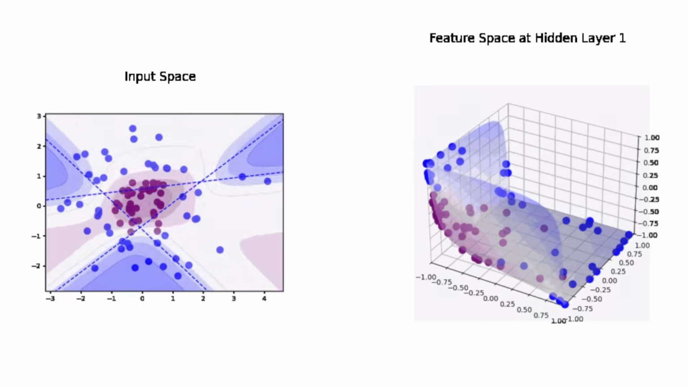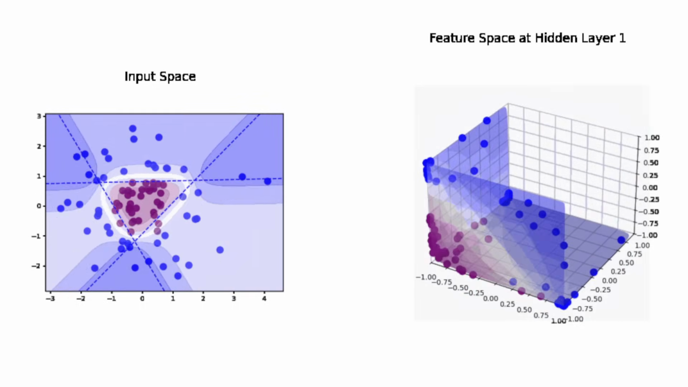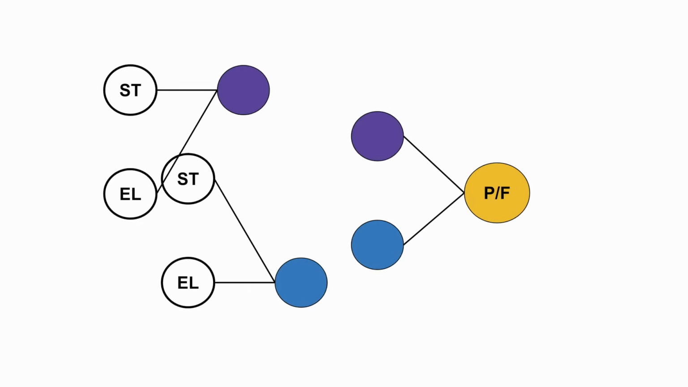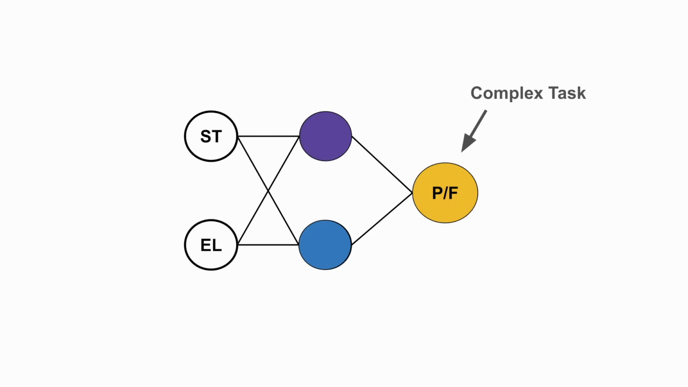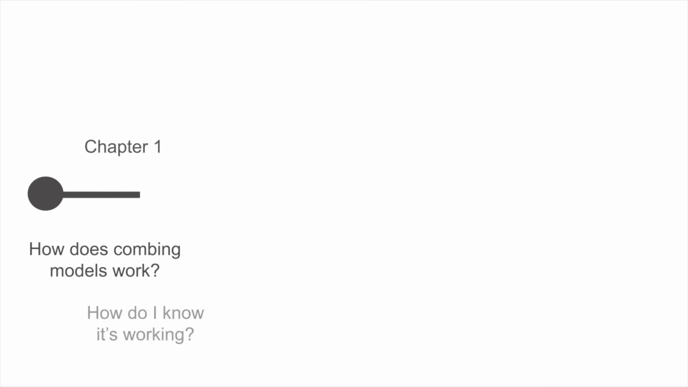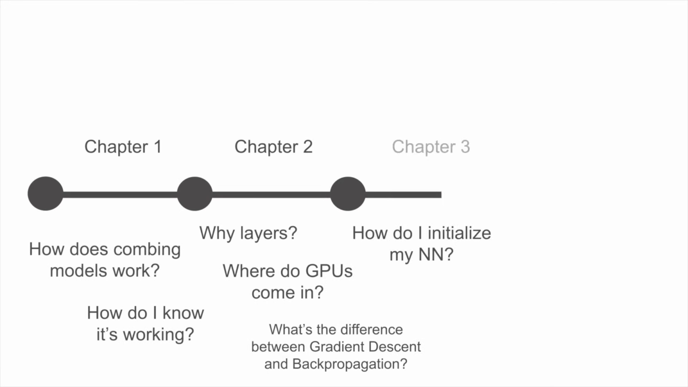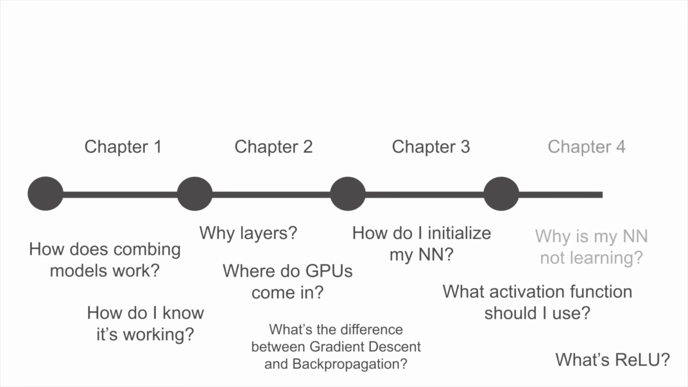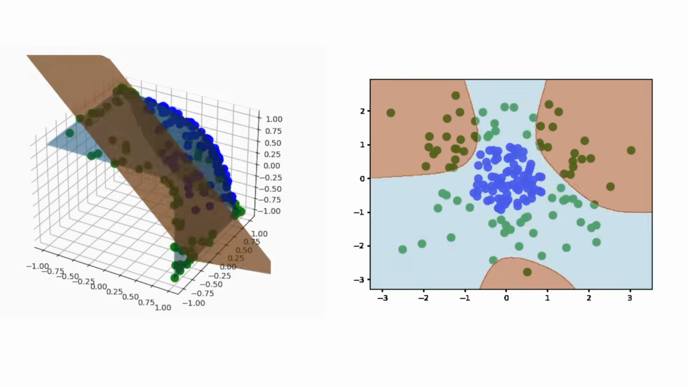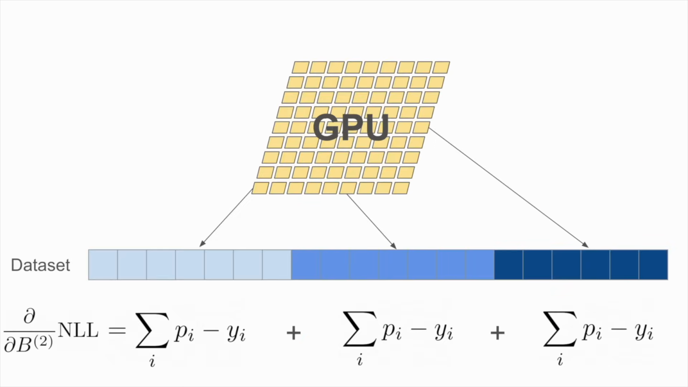I'd like to show you neural networks from a divide and conquer perspective, as a collection of simple models working together to solve a complex task. From this idea, we'll look at all aspects of neural networks, from the ground up, and hopefully demystify how they work and how to set them up for success. This is how I think about neural networks.